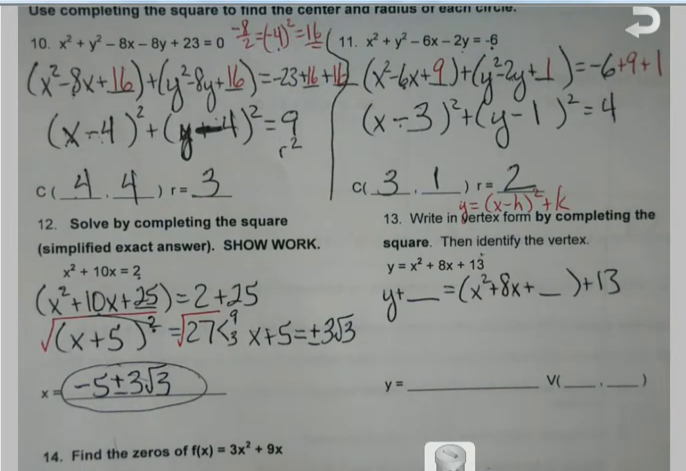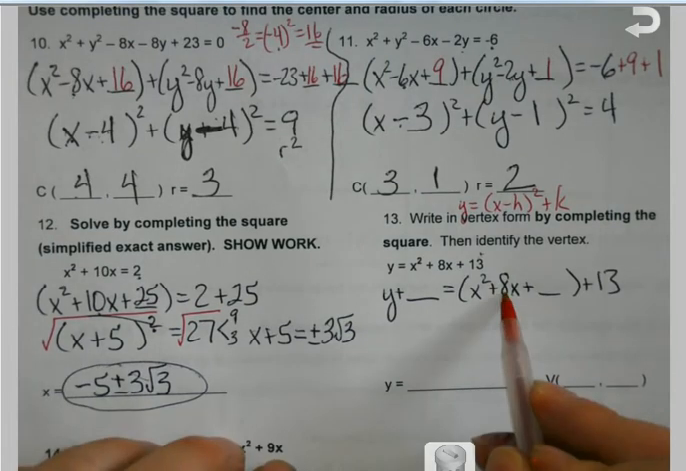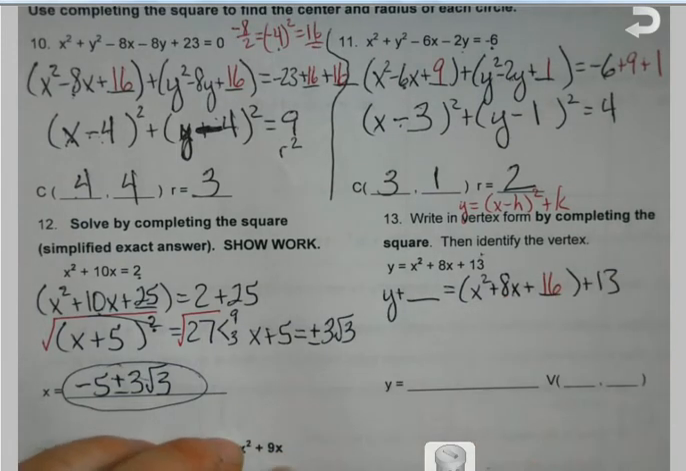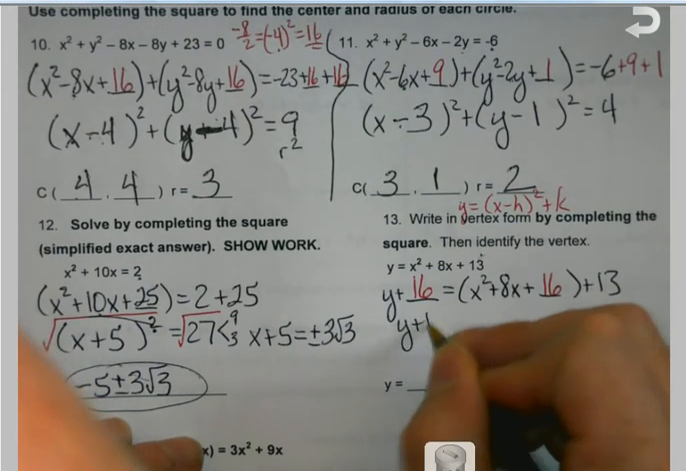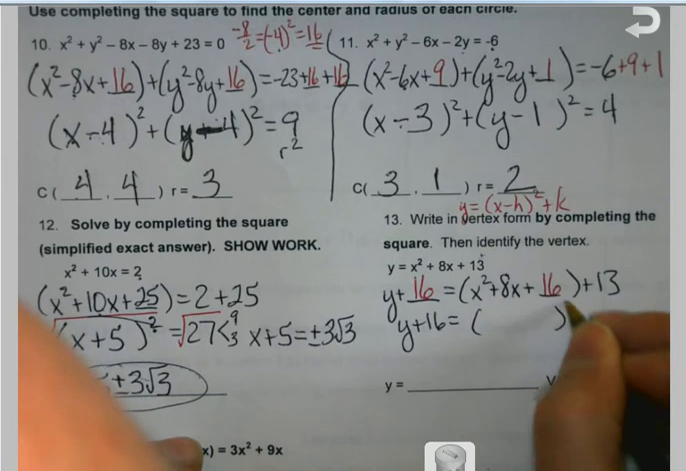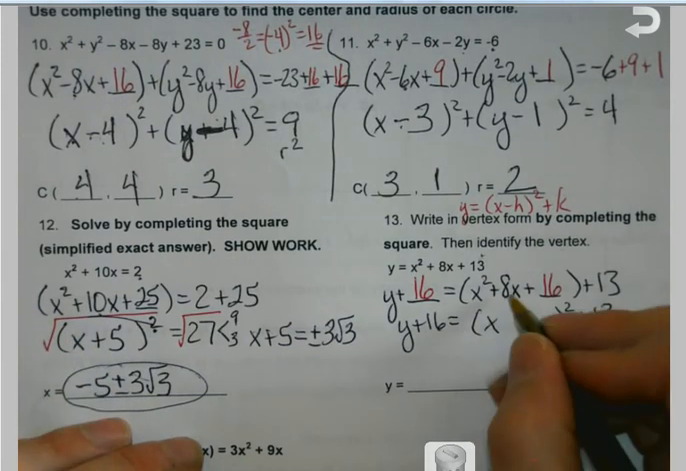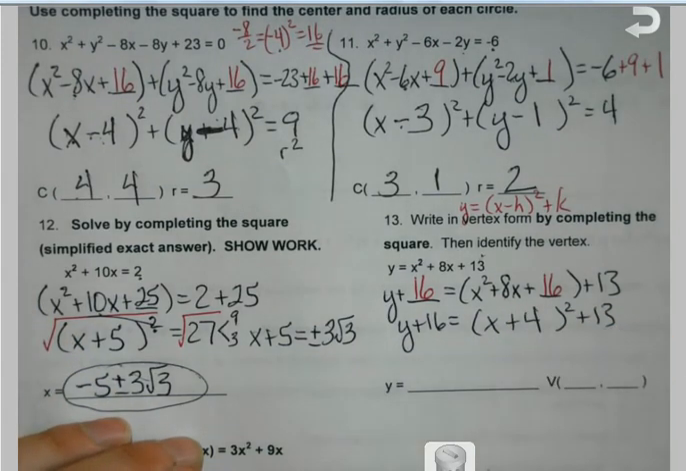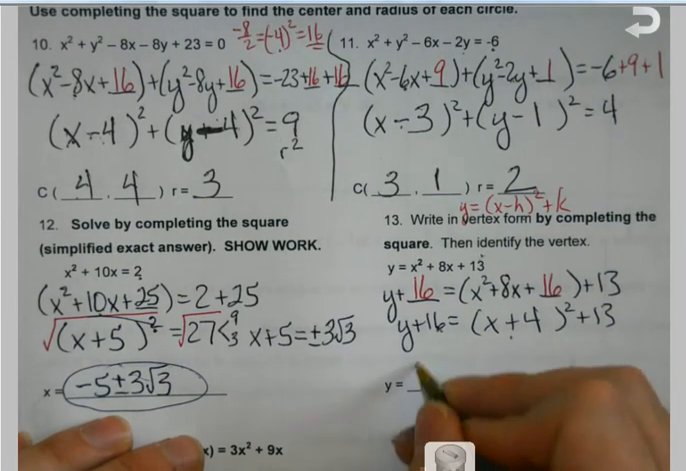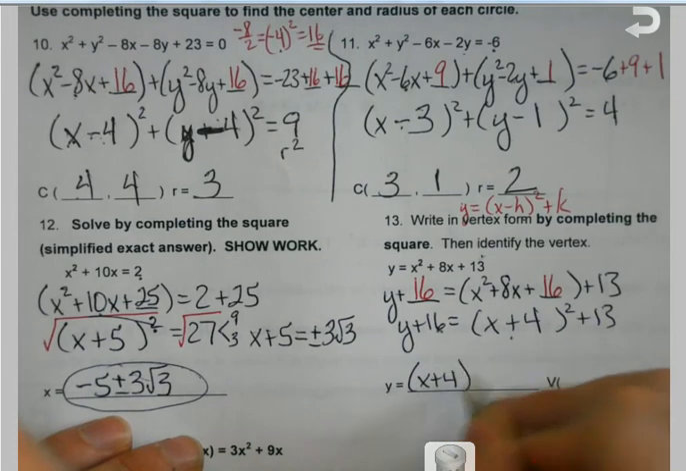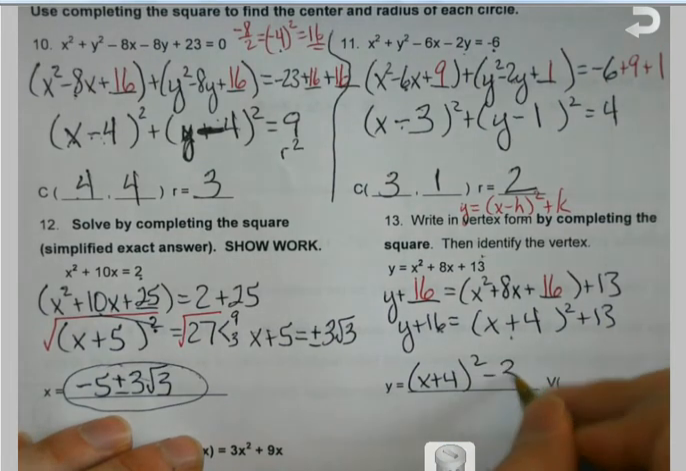To figure out the mystery number, that doesn't change though. Half of 8 is 4. Squared is 16. So y plus 16. Let me get into binomial form here. Half of 8 is 4. I'm almost there. I just got this 16 to get out of the way. So when I subtract it over, 13 minus 16 is negative 3.